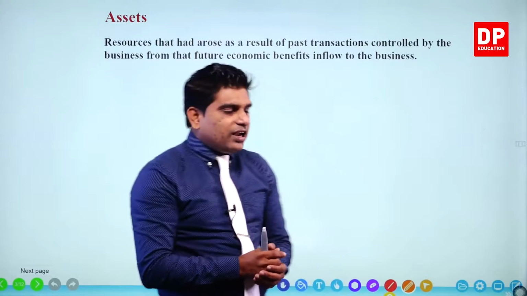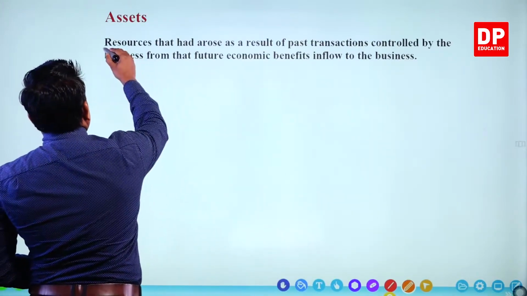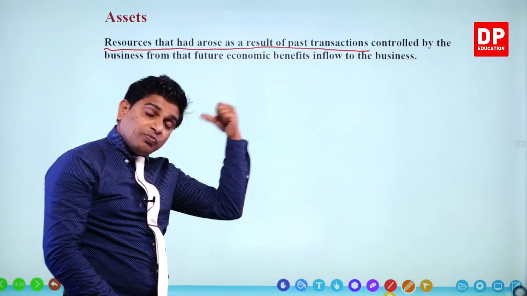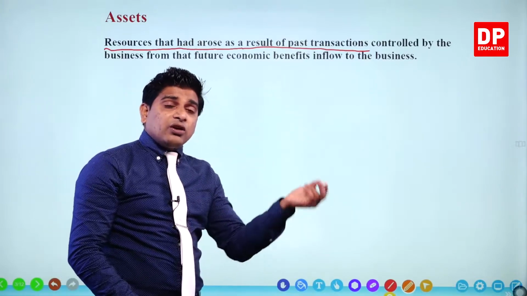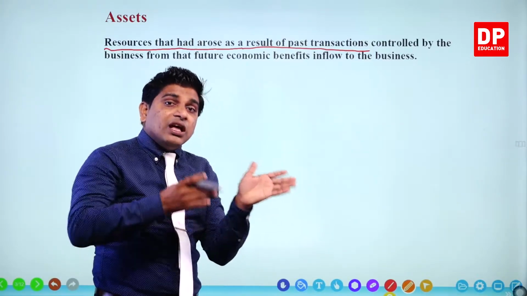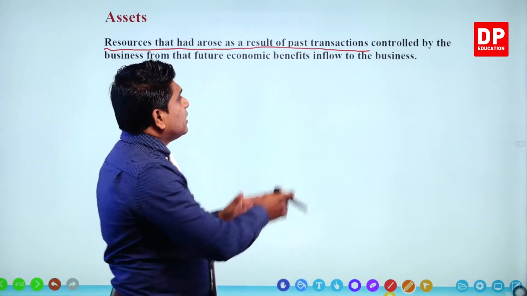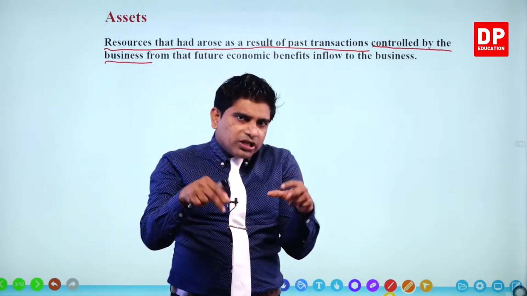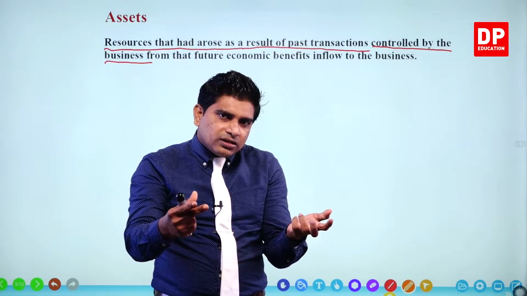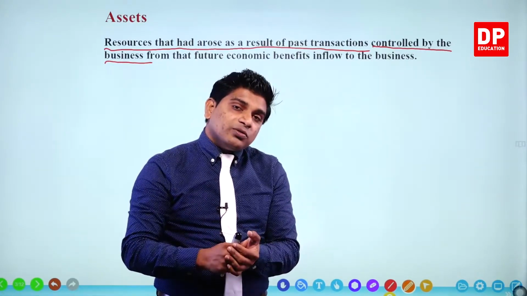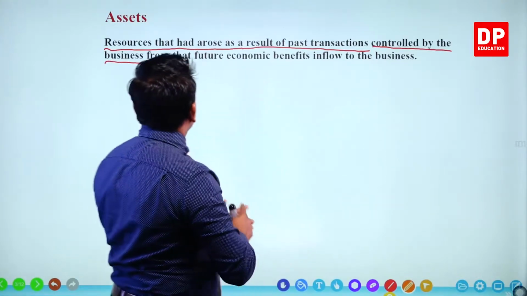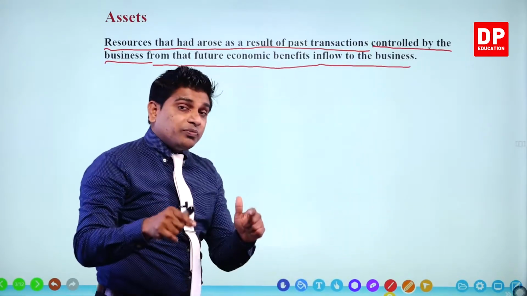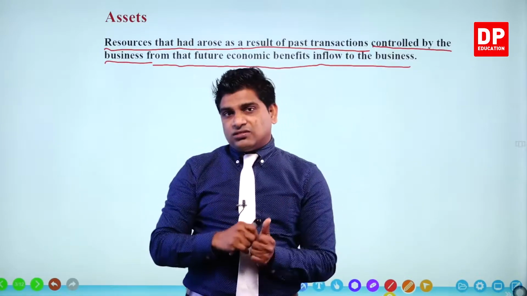Remember, this is the definition for assets. Resources that arose as a result of past transactions. As a result of past transactions. 2 months ago you purchased. 1 year ago you purchased. 2 years ago you purchased. That's why we say arose as a result of past transactions. Controlled by the business. You control your laptop, right? You control all other resources that you have. Controlled by the business. Why do you control it? So that future economic benefits inflow to the business. From this laptop, you can get more benefits in future.